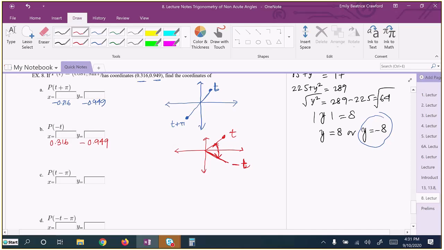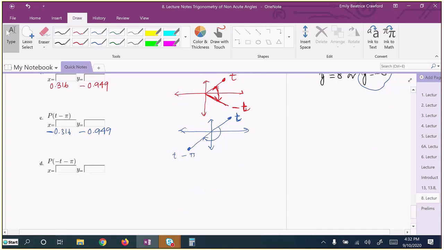T minus pi is my third reference. So t, as usual, is in the first quadrant. Minus pi should be in the opposite direction to the t, in the clockwise direction. So this is t minus pi. But see, that's still in the third quadrant, so both your values for x and y are negative. So I'm going to say that this is negative 0.316 and negative 0.949. The fourth one is negative t minus pi.